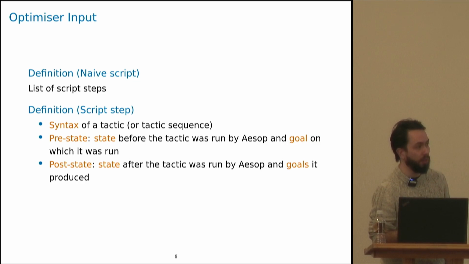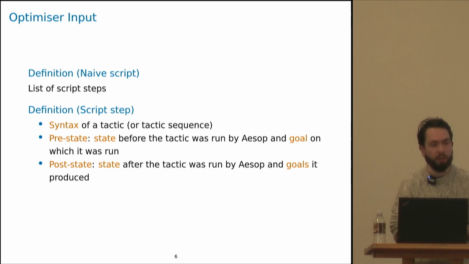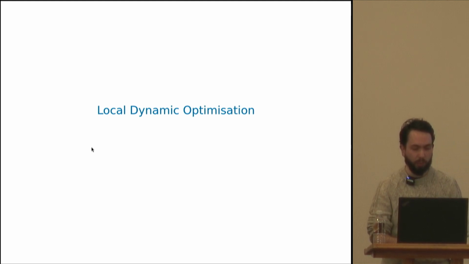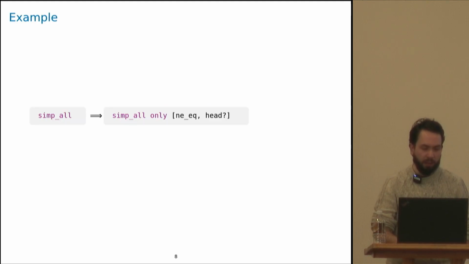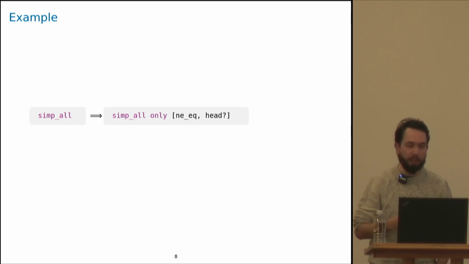This is very useful because it allows us to check whether a tactic that we optimized has actually the same behavior as the tactic that we had previously, which is the entire point of local dynamic optimization, which I'll get to now. So we've already looked at the example, and I've already explained the issue, right?